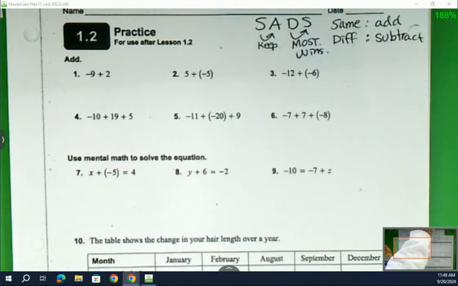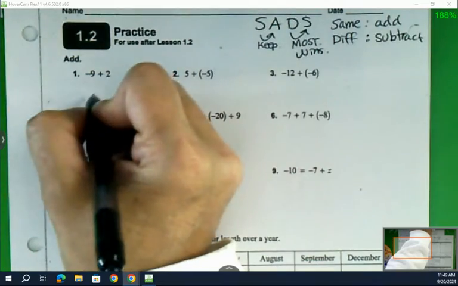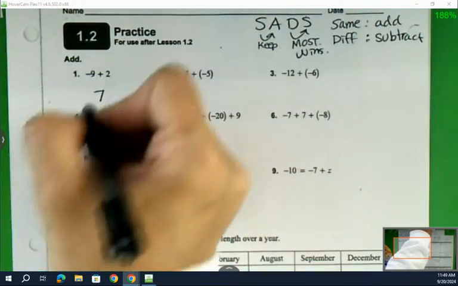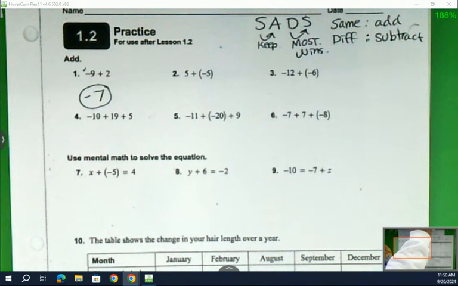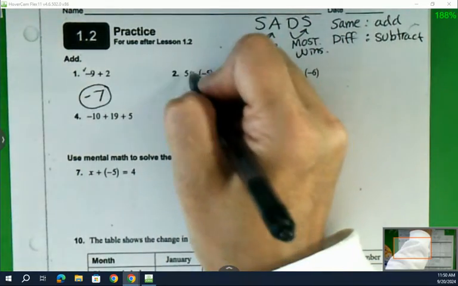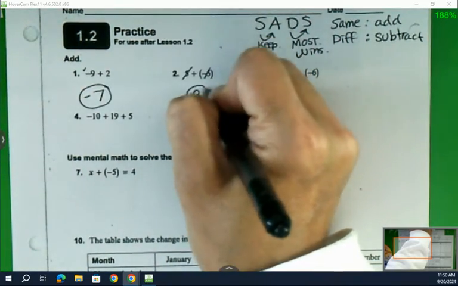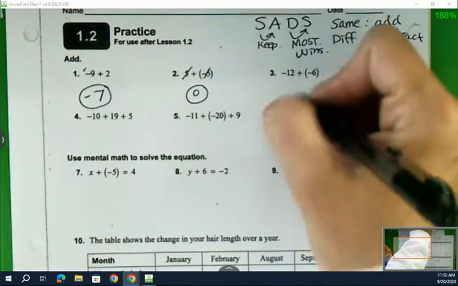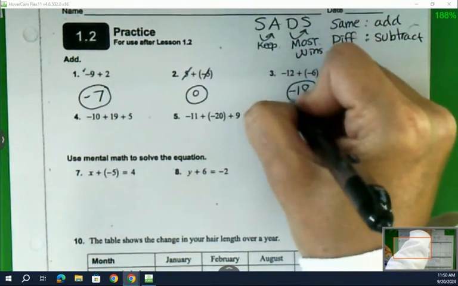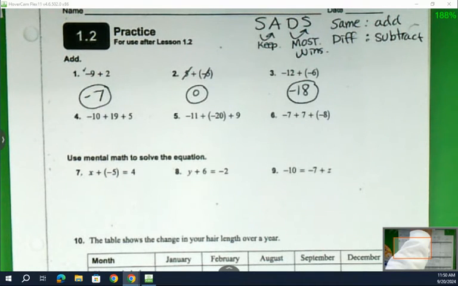Okay, and then we have some practice problems here. Looking at number 1, we have negative 9 plus 2. Well, the difference of their absolute value is 7, and I have more negatives, so my answer is negative 7. For number 2, we have 5 plus negative 5. 5 and negative 5 are a zero pair, so that just equals 0. And then in number 3, we have the same sign as we have negative 12 plus negative 6. That's altogether negative 18. We don't have any zero pairs there. We just have more negative.